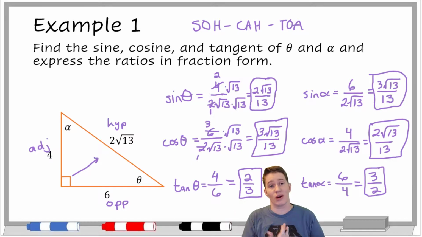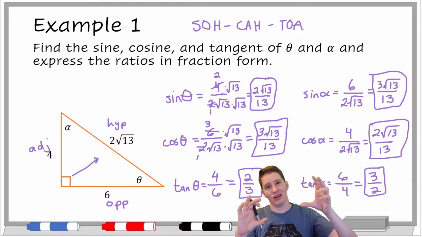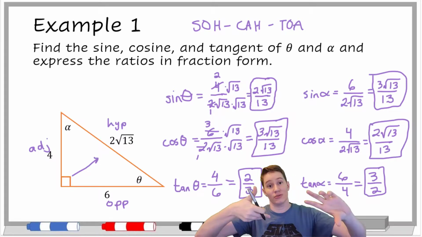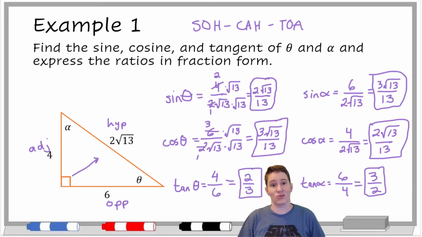I'd like to perhaps spoil something for you or perhaps lead you to discover something. Do you think that it was a coincidence here that our alpha sine and cosine are the same as our theta sine and cosine but flipped? Do you think that's a coincidence, or do you think that's something that will happen every single time? Let's make sure to look at that on our next example to see.